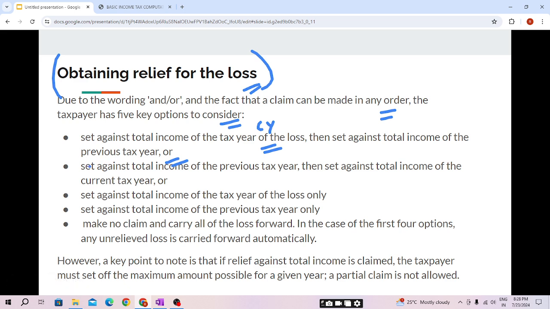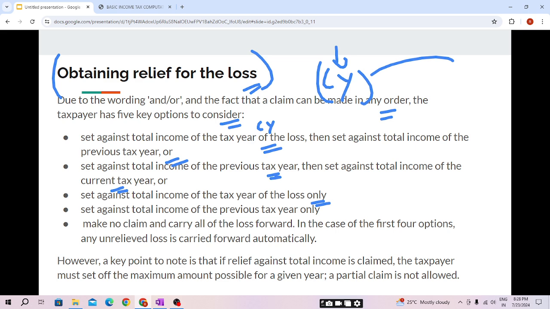Or set against the total income of the previous tax year. First you will set off against the previous tax year, then against total income of the current year. Vice versa, current year, previous year, current year. Or set against total income of the tax year of the loss only, that is the tax year in which you have lost, set off in this year only. No need to go back, you can directly carry forward.